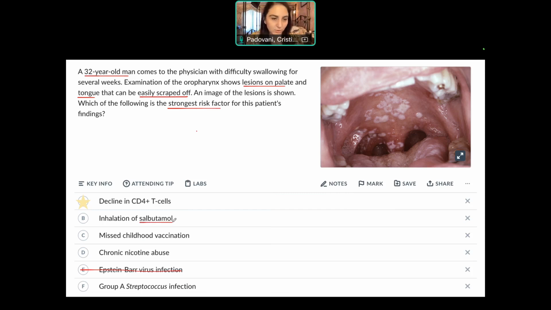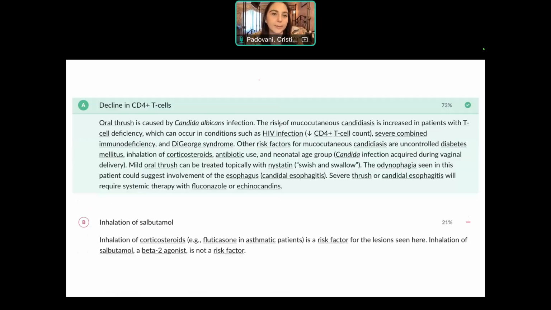Salbutamol is not a glucocorticoid. I think this is kind of rude of them, because there's another glucocorticoid that is similar to this. I don't remember the name, but there is an inhaled glucocorticoid for asthma that sounds similar. That's kind of rude of Amboss, but it's okay. You're thinking about HIV, so decline of CD4 positive T cells, or an inhaled glucocorticoid. I think fluticasone, that's the one, which kind of sounds familiar. But salbutamol is a beta 2 agonist, which has nothing to do with this. This is oral thrush.